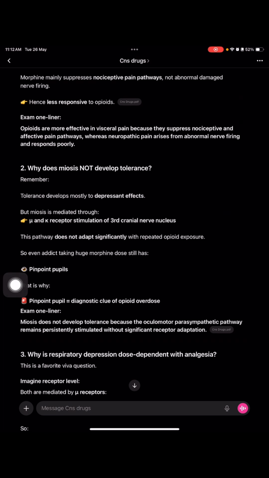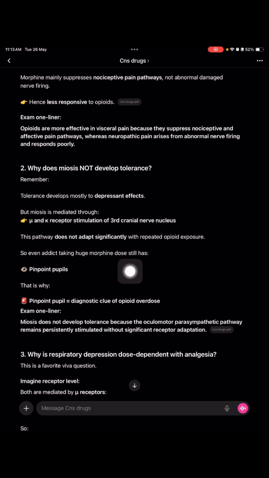Why does meiosis not develop tolerance? Tolerance is basically adaptation to the drug. The drug can no more cause the effects that it was previously causing. So tolerance develops mostly to depressant effects. But meiosis is mediated through mu and kappa receptor stimulation of the third cranial nerve's nucleus. So basically there is a third cranial nerve, it has a nucleus, and there are mu and kappa receptors. When they are stimulated, it will cause meiosis.